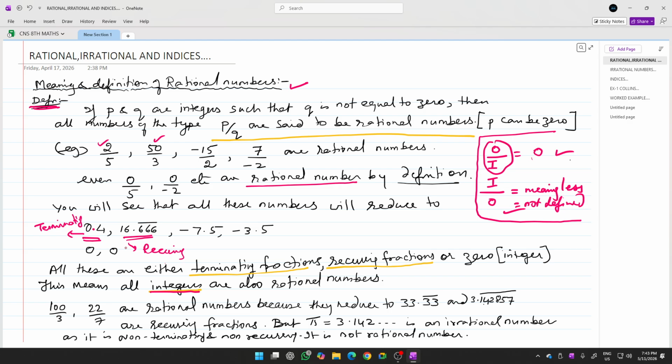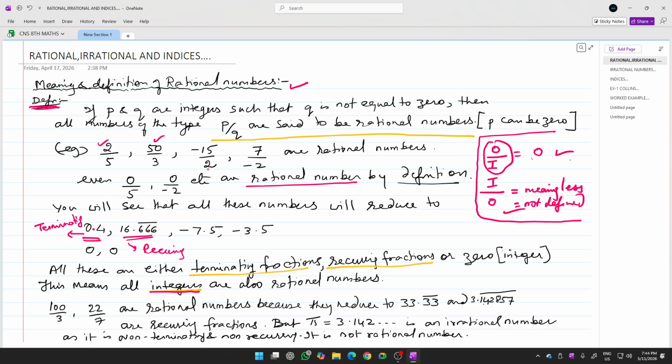So terminating decimals and recurring decimals also come under the category of rational numbers. So 50 upon 3 is a rational number by this definition: p upon q, where p and q are integers, q not equal to 0. And if you work out 50 upon 3 in decimal form, it will give you a recurring decimal. So recurring decimals are also rational numbers.